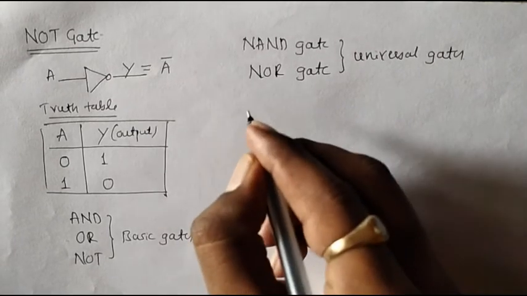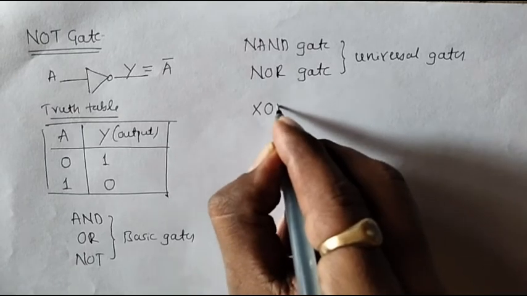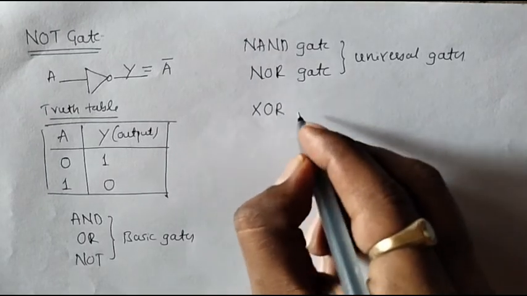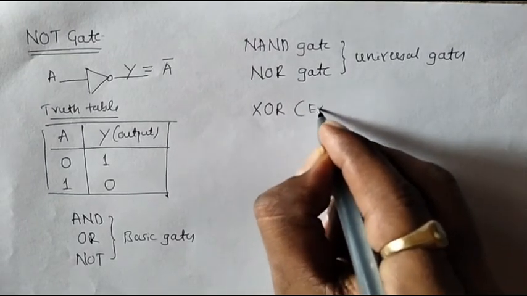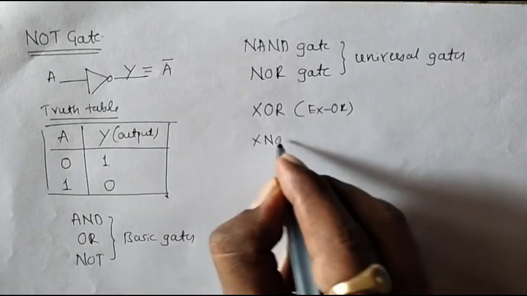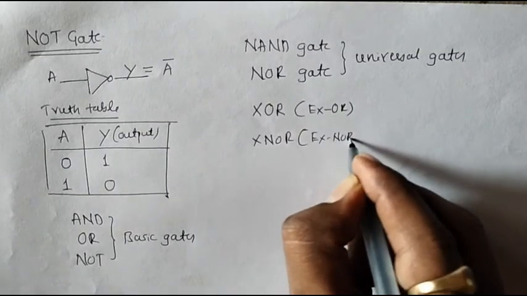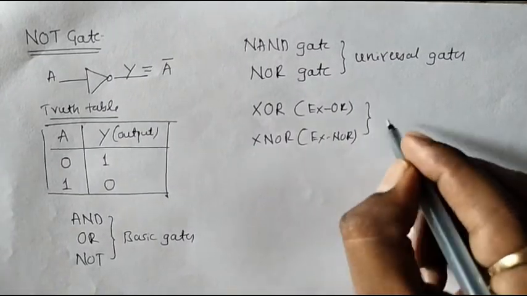Along with this, we have two more gates known as special gates. Those are XOR gate and we have XNOR gate. These are called special gates.